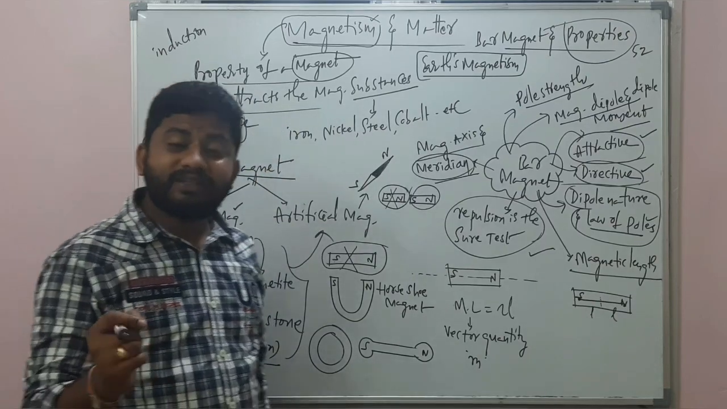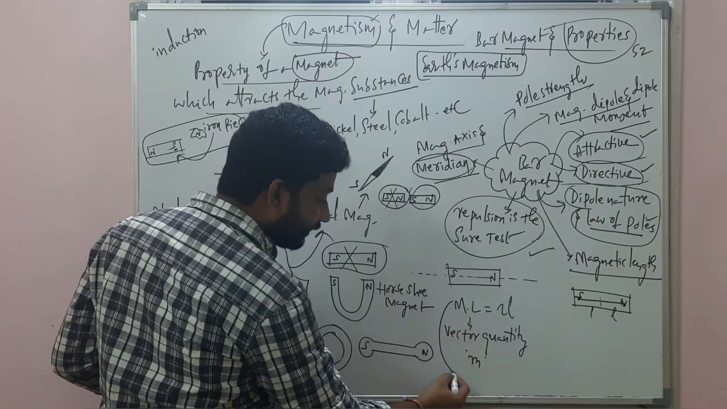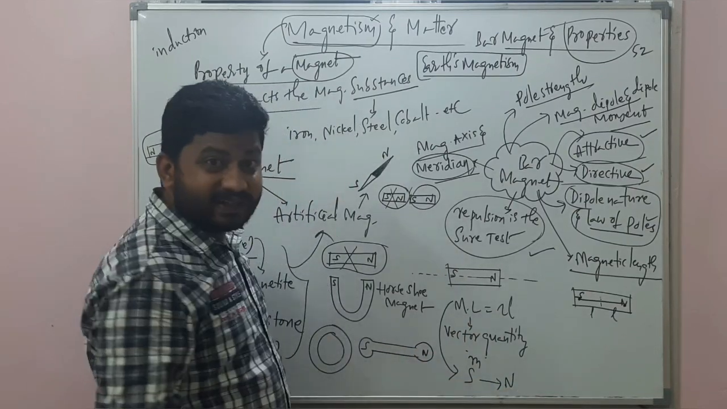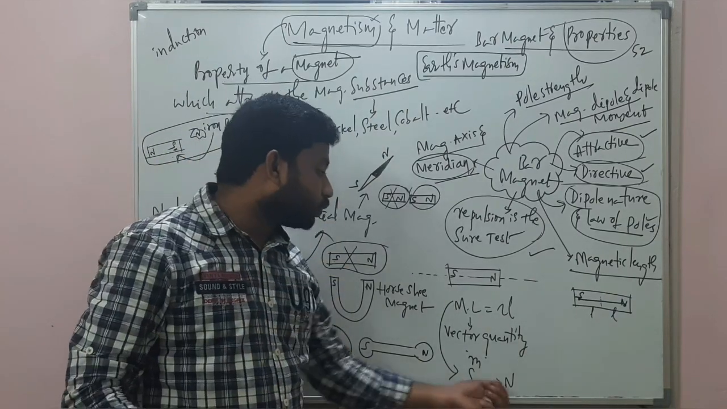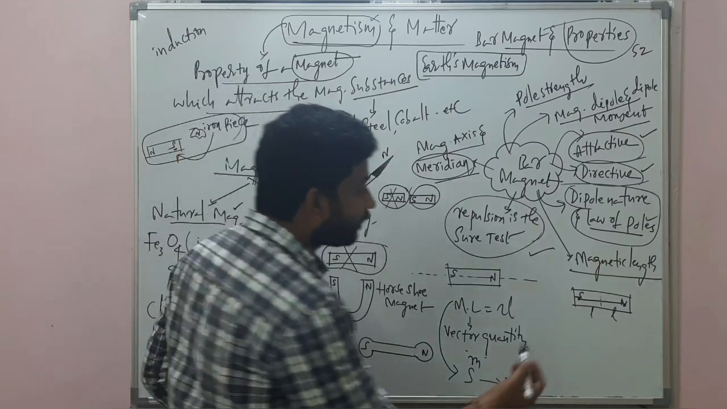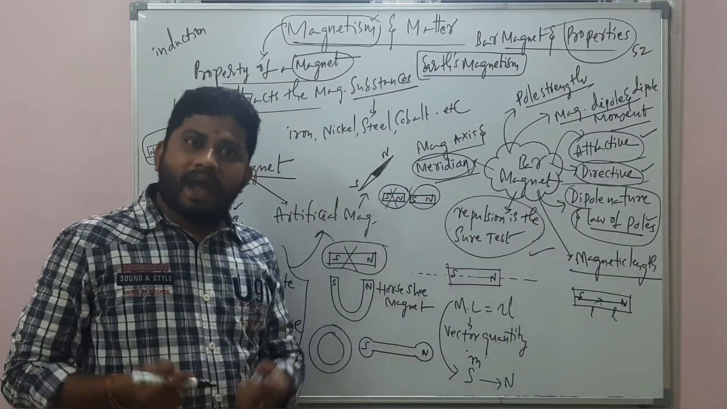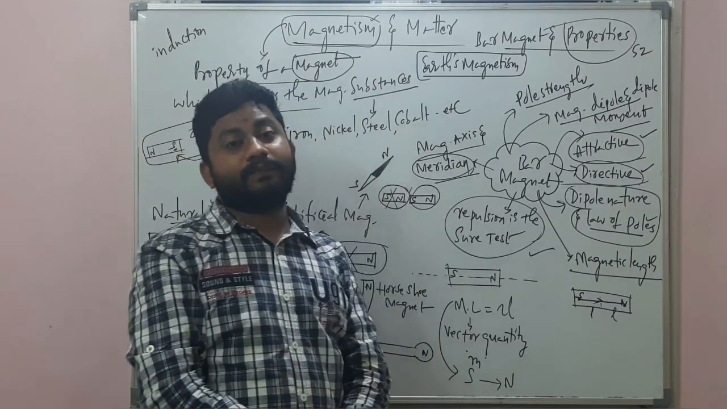Vector quantity means it will have a direction, right? The direction of this magnetic length is always from the south pole to the north pole. Remember, the direction of the magnetic length always will be from the south pole to the north pole. Remember, south pole to north pole. And there is a difference between the magnetic length and geometric length. That's very important.